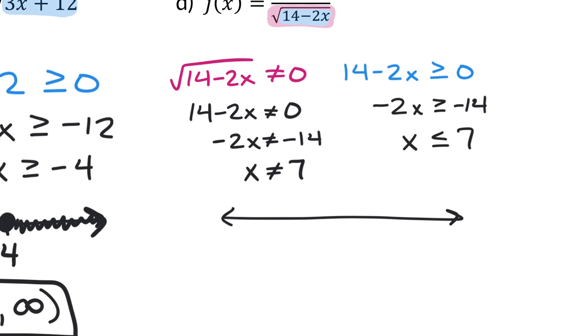Things occur for this guy at 7. Now 7 has an open circle because of the pink, because it cannot be equal to 7. And then I need all of the numbers to be less than or equal to 7. So I'm going to color in on the left side.